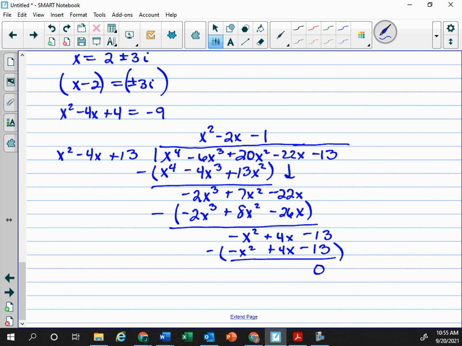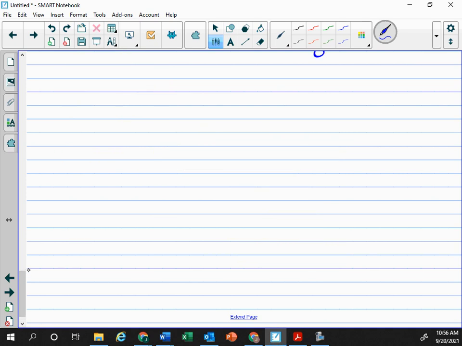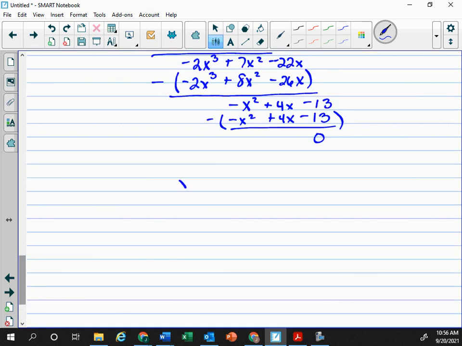Are we getting to x squared minus 2x minus 1? Okay, what do I do with that? Okay, so set it equal to 0. Does it factor? It doesn't factor. Gosh, it sure looks like it should, but it doesn't.